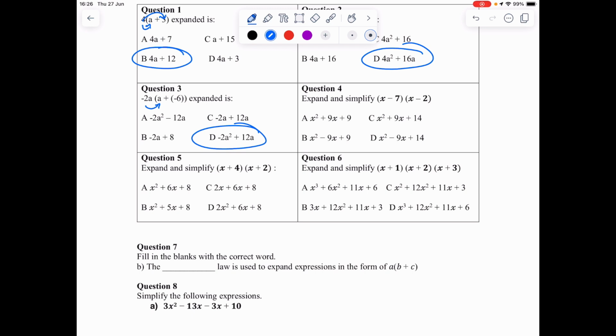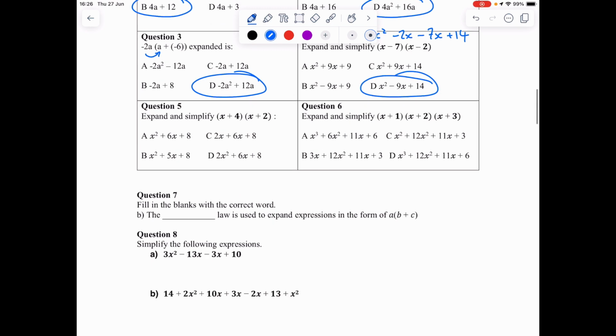This one here, expand and simplify, this is FOIL. Firsts, x times x is x squared, so all of them could be that still. Outers, x times negative 2 is negative 2x. Inners, negative 7 times x is negative 7x. Lasts, negative 7 times negative 2 is positive 14. Negative 2x take 7x is negative 9x.